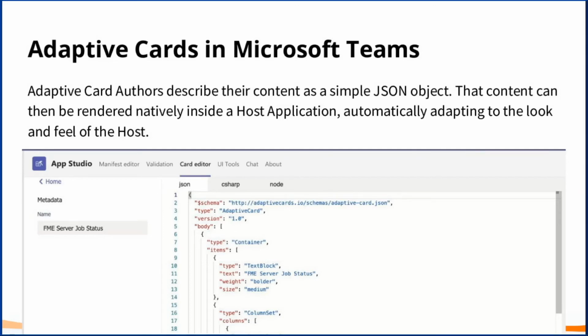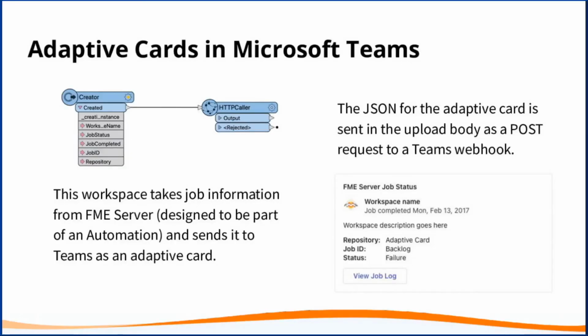So this was an example of some JSON that I created to make an adaptive card, which we can then send to Microsoft Teams. If you're interested in doing this as well, it's kind of like how the Teams connector sends a message to Teams, but this looks a bit nicer and it has more functionality. Microsoft has an app studio, which you can find online to design your adaptive card. And then once you've built it, you can copy that JSON into a workspace or into an HTTP caller and send that to Teams via a webhook.